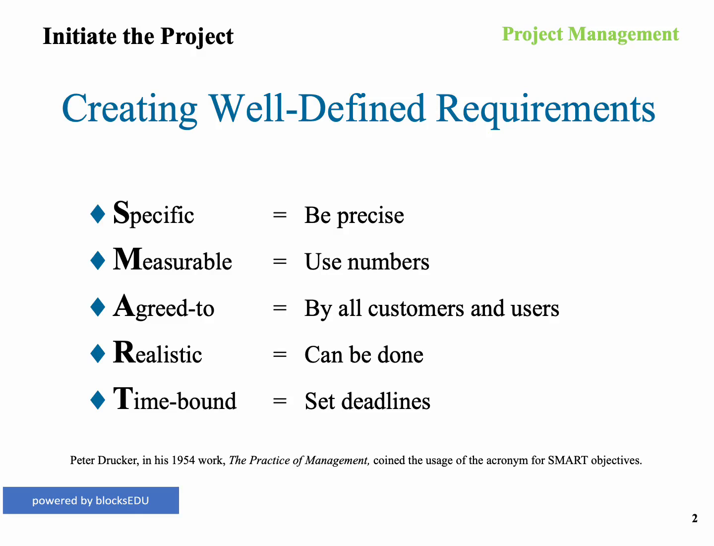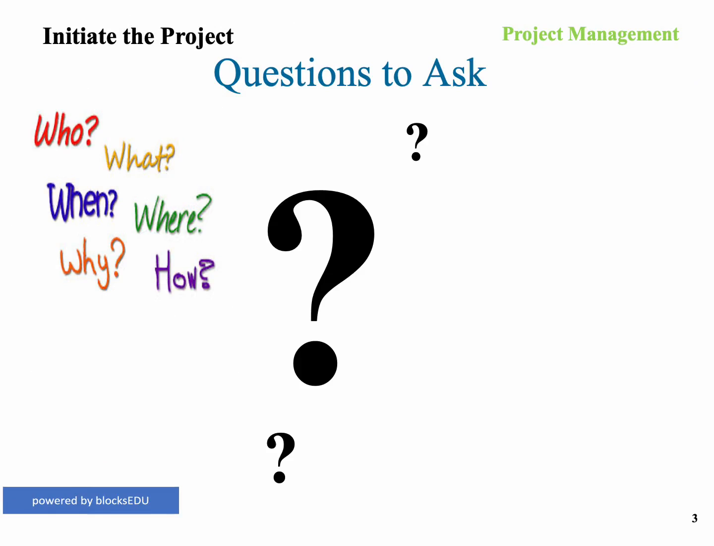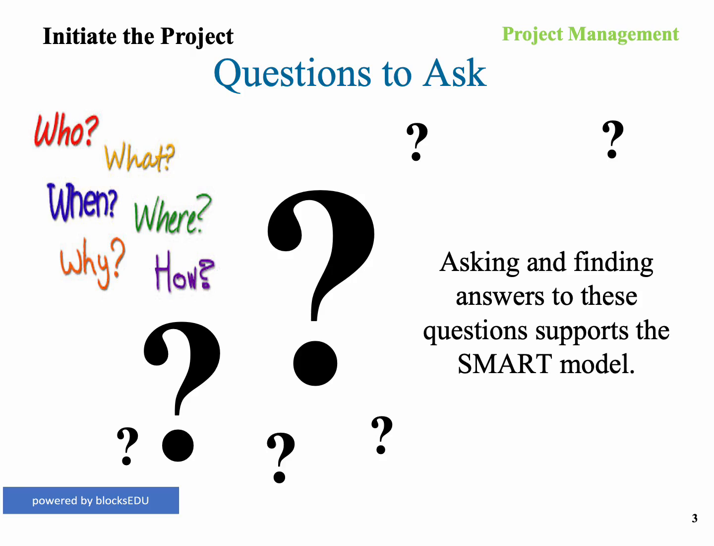So that's an example of what we mean when we talk about well-defined requirements. Questions to ask when we're doing product requirements: we need to ask the questions of who, what, when, where, and how. By asking those questions and finding the answers, we support the SMART model. And the SMART model will give us clearer, more precise, more measurable product requirements, so that we can actually deliver them and be measured against them, so that we can prove that we delivered what we said we were going to deliver.